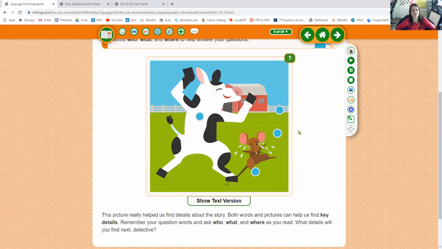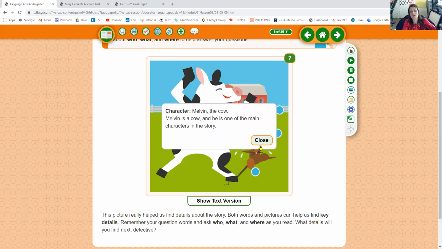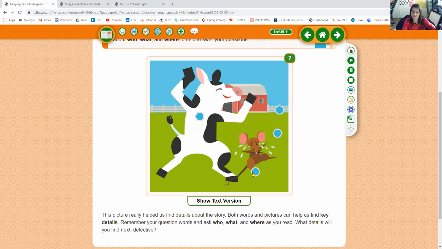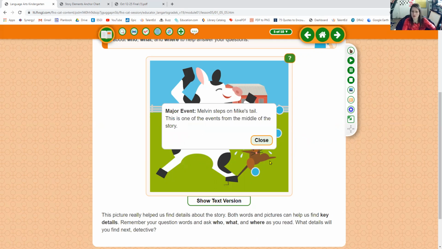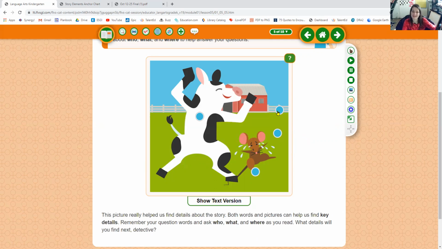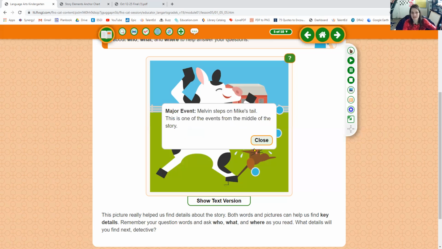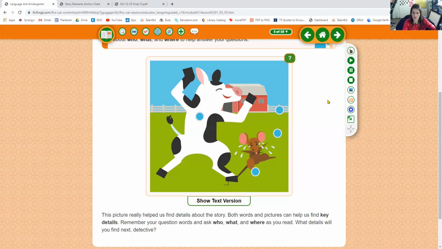Even without reading anything about it, a cow stepped on a mouse's tail. The mouse was really sad and it hurt him. You can see so much in that story. Okay, so this is Melvin the cow. Melvin is one of the main characters in our story. This is Mike, Mike the mouse. Mike is a mouse and he is also a main character in this story. And our setting is the barnyard. That's where it happens. And then the big event that happens in this story is Melvin steps on Mike's tail. That's from the middle of the story.